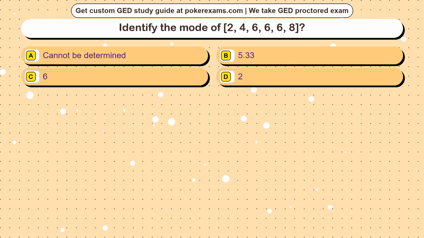Question 18. Identify the mode of 2, 4, 6, 6, 6, 8. Option A, cannot be determined. Option B, 5.33. Option C, 6. Option D, 2.